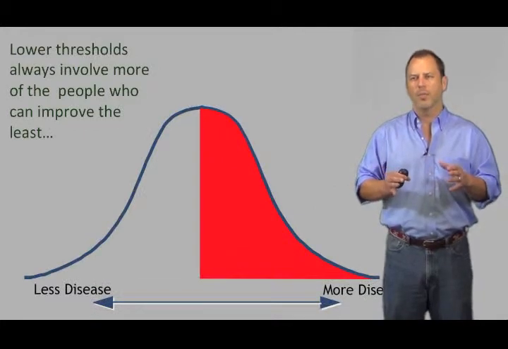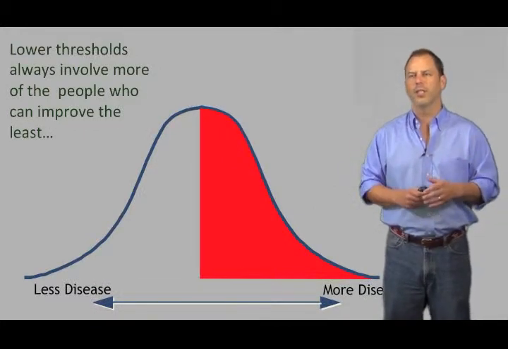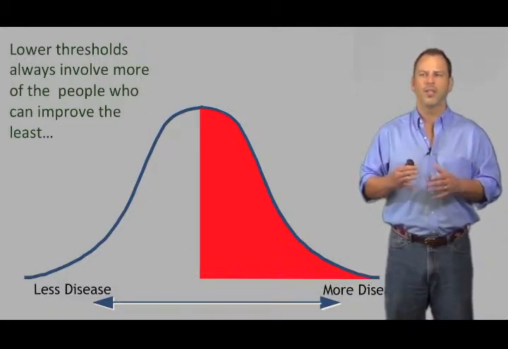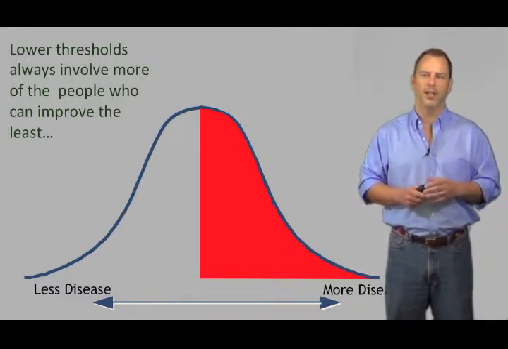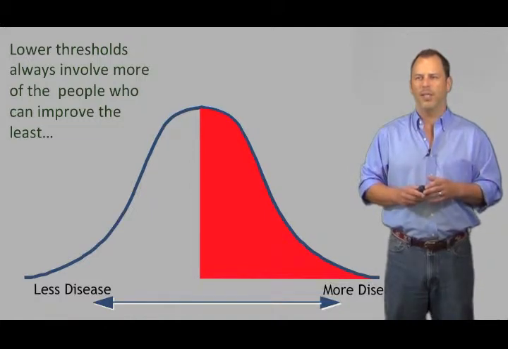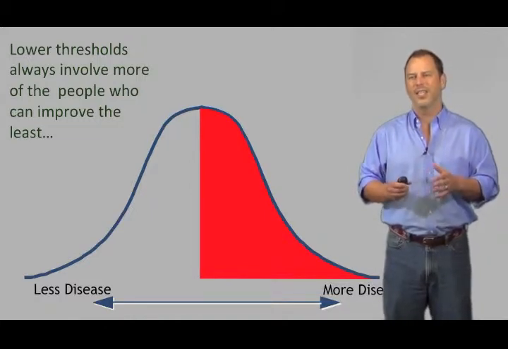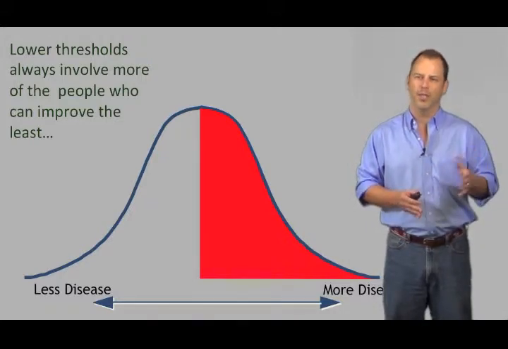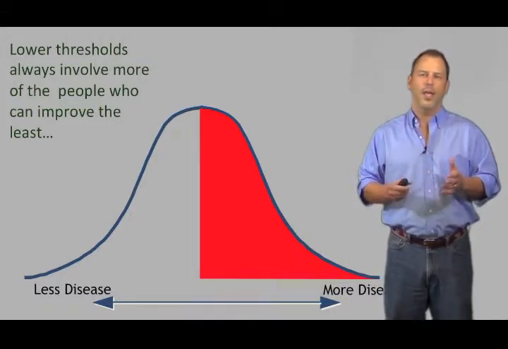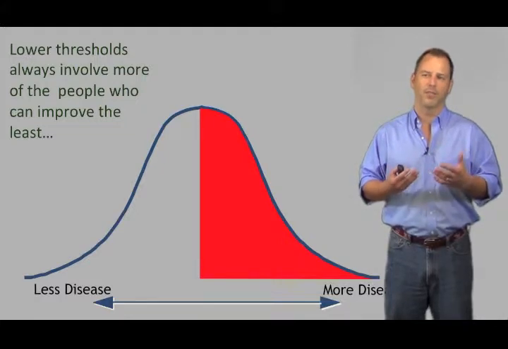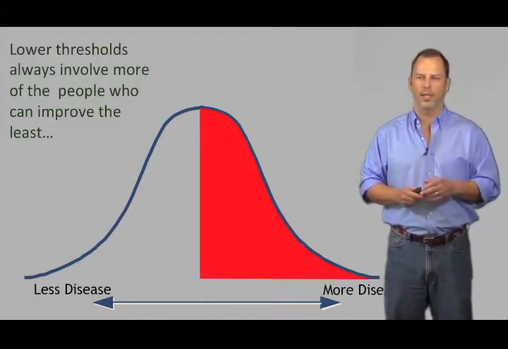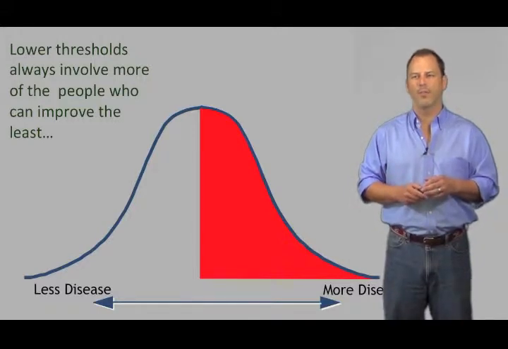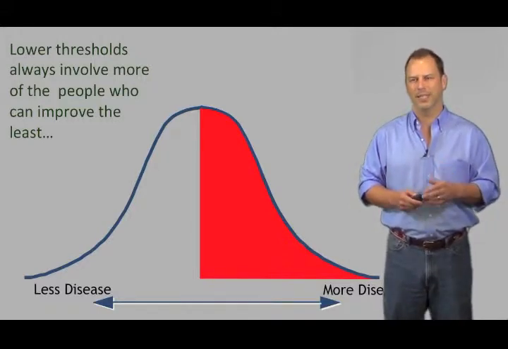Now consider a spectrum of disease over a distribution or a sample taken from a population. More severe disease is to the right, less severe to the left. A portion of the population considered diseased increases as the threshold for a disease state moves to the left. On the one hand, this means more patients, but there's a subtle key point here. Lower thresholds also add more of the people who can improve the least.